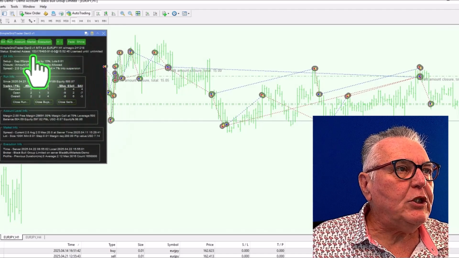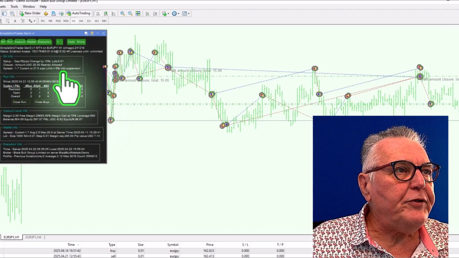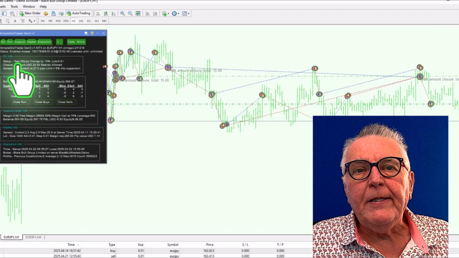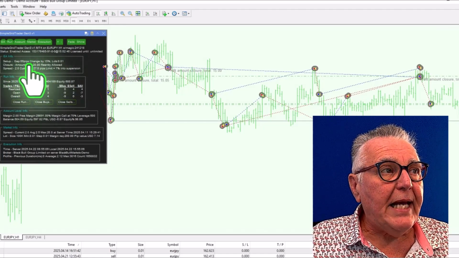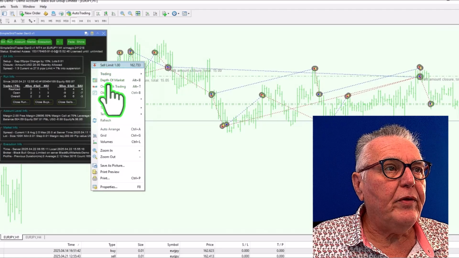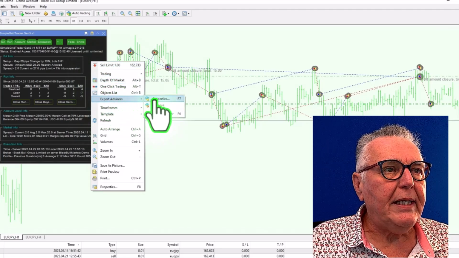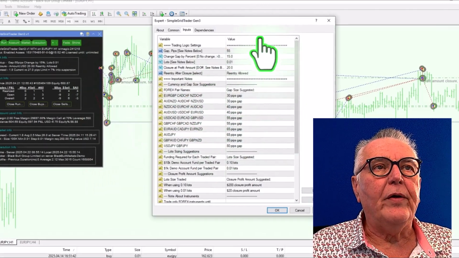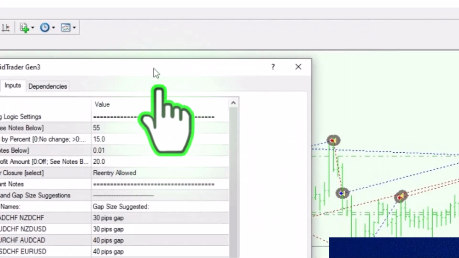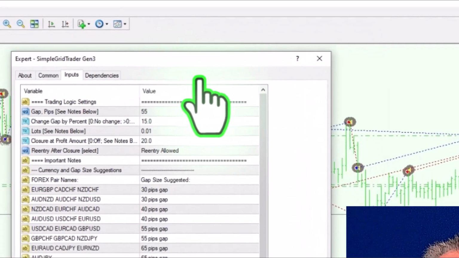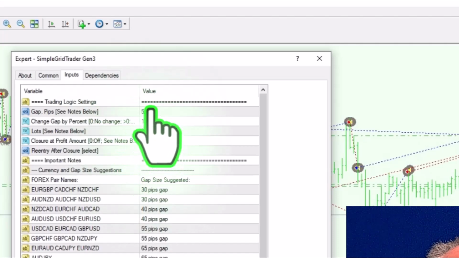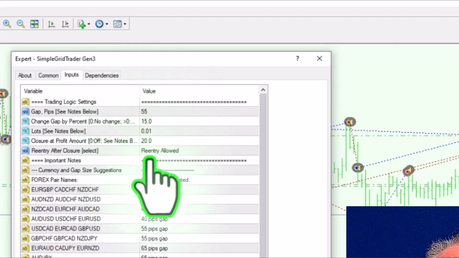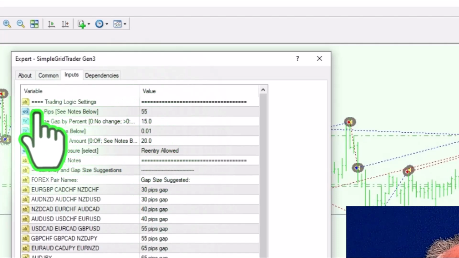Now the settings are over here in the information box. So if anybody is interested in it, that's where the settings are. But I'm going to show you the proper settings in the actual EA itself. And there we are. Now this is what makes this EA so powerful. It only has 5 settings, and let me go through what the settings are.